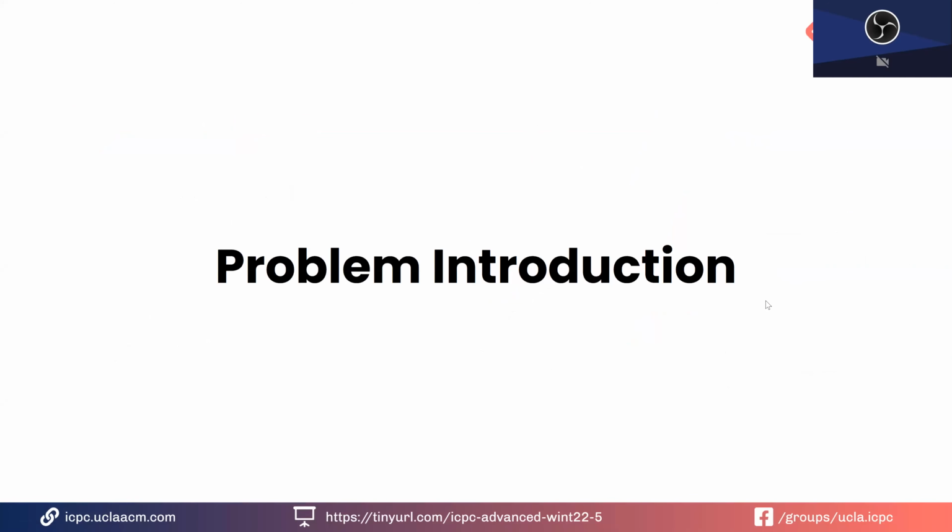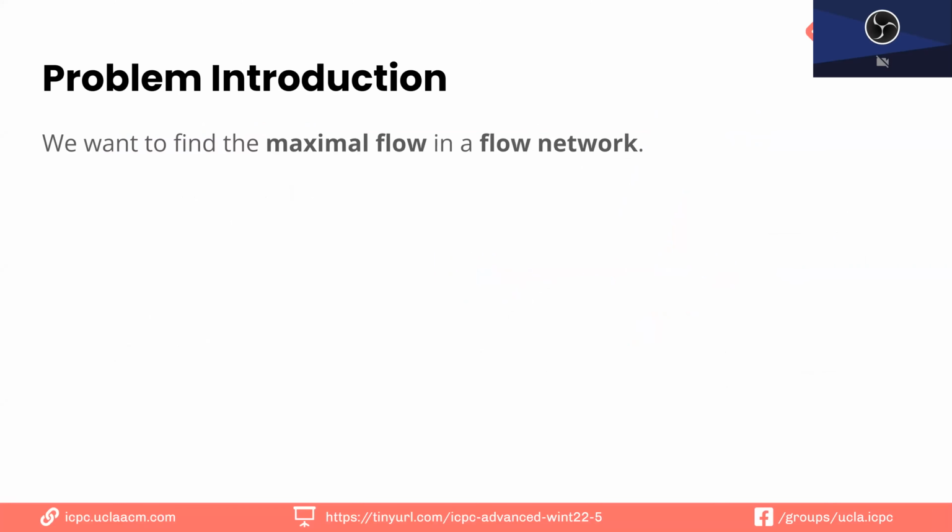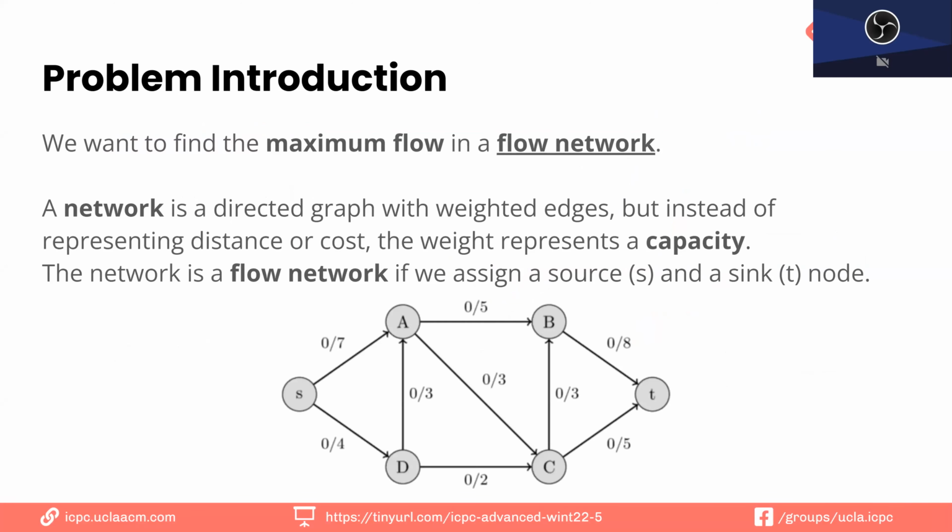So what is max flow and what is the problem that we're trying to solve today? The big idea is that we want to find the maximal flow in a flow network. What does that mean? A flow network is a special type of network, and a network is a directed graph with weighted edges.